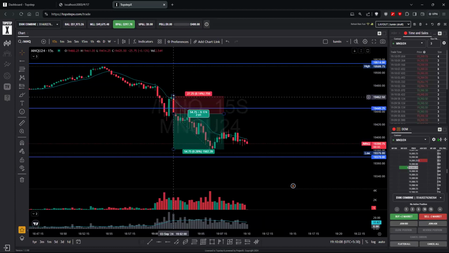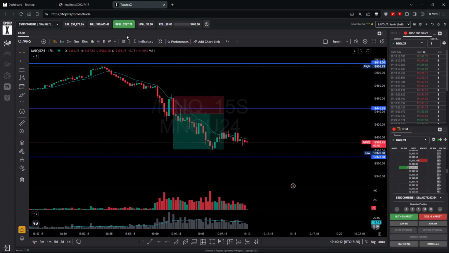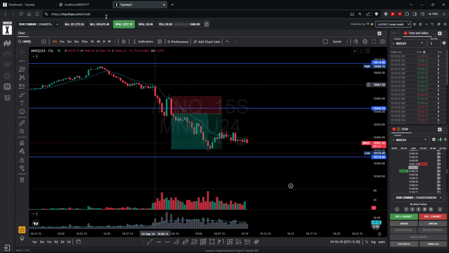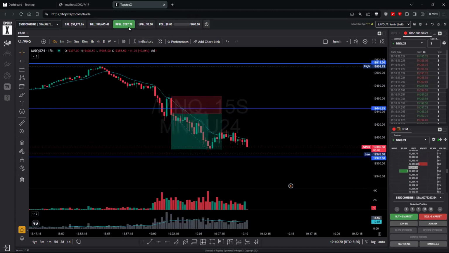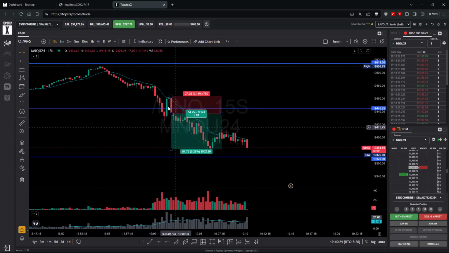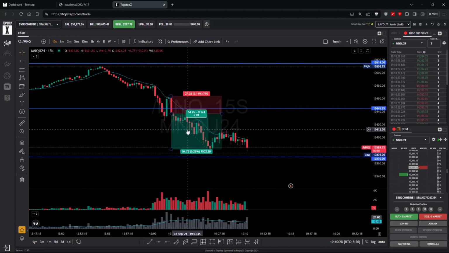My SL is $120, and my target is around $300. So you can see it's more than 2 R preset. I didn't change it for this trade, because I had to explain some things.